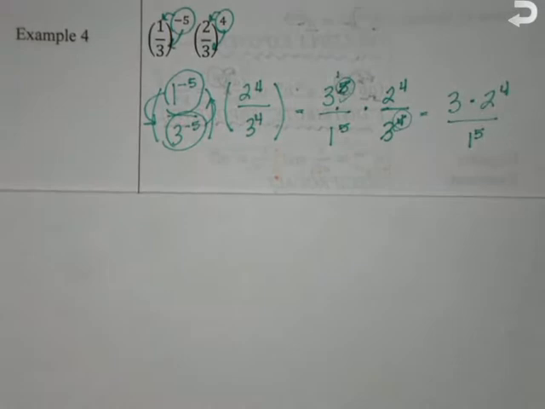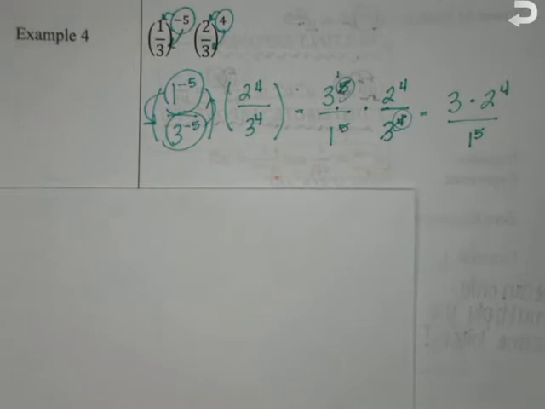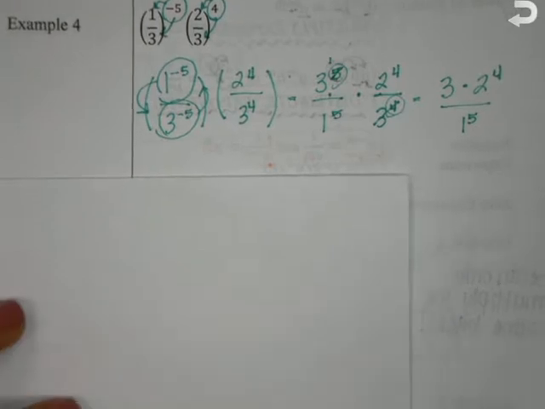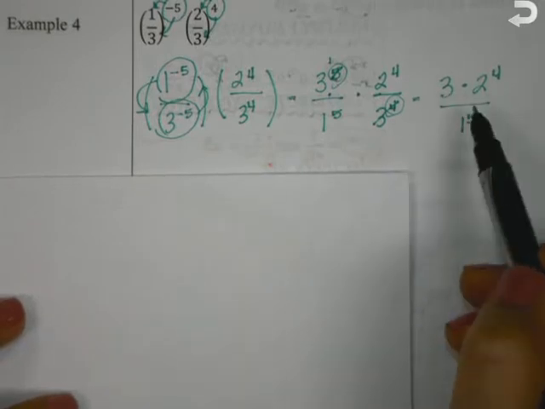And then just a couple of nitpicky things. When you are writing your variables out as your answer, we like to put the variables in alphabetical order, right? So that we always do X, Y, Z, or A, B, C. When we have numbers, we like to put the numbers from smallest to biggest. So this is actually 2 to the 4th times 3 over 1 to the 5th.